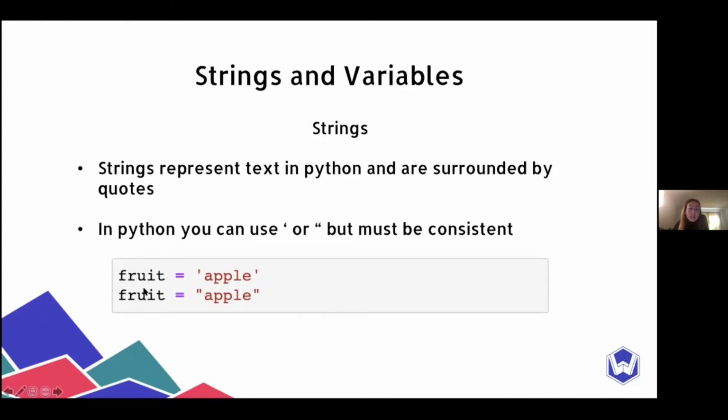So here I have the example fruit, making it the word apple, just surrounded by single quotes. Fruit, also making it the word apple, surrounded by double quotes. This is essentially the same code right here. I'm setting both of these things to the same variable, and these are literally considered the same string, despite the fact that they're being defined differently with the single quotes versus the double quotes.